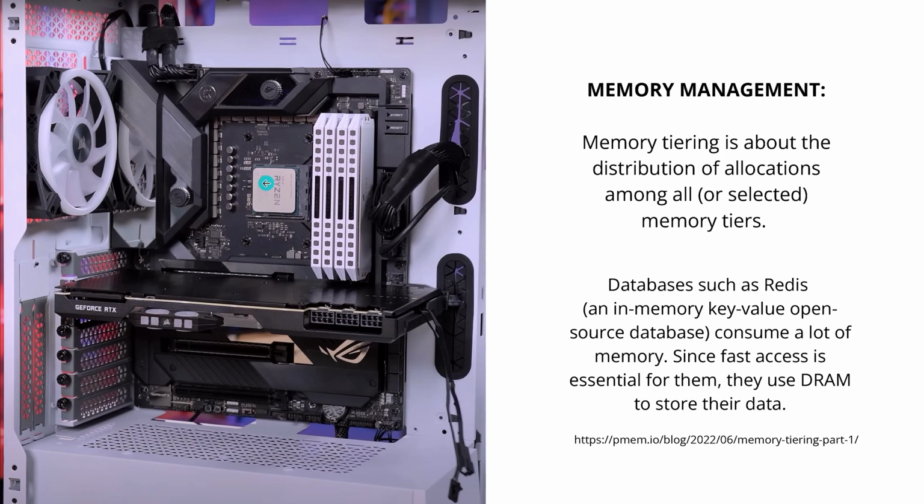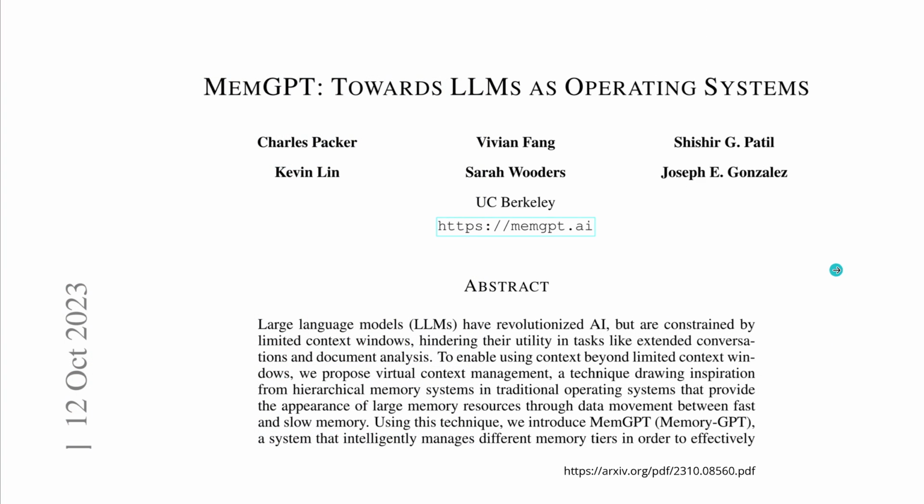And what they have, and this is the important fact, is a memory management system for memory tiering, and it's about the distribution of allocation among all memory tiers. So either L1 or L2 or L3 cache on chip, system on chip, or you go to the RAM, or you go to an SSD, or you go wherever you want to go. So you have memory management happening today in the operating system of your PC. And talking about memory, a form would be in databases such as Redis, an in-memory key-value open source database. Consumes a lot of memory, yes, of course.